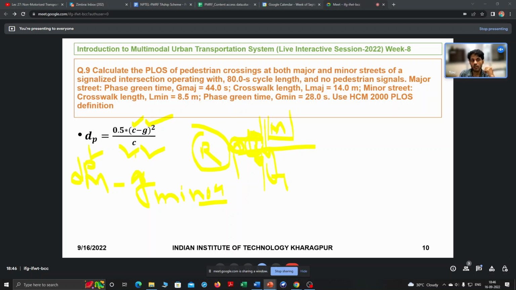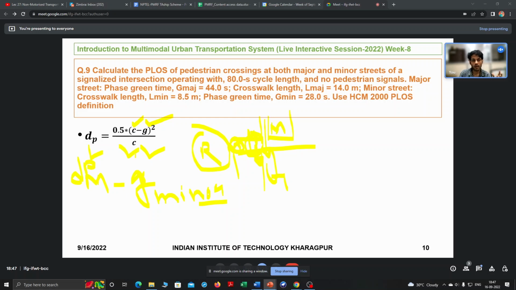What is the actual value? That is twice the value, right? So it will be C. Another thing is, for the major road they wrote major, but for major road pedestrian wait, it should be G minor. They have taken the value as minor, but maybe what they have written is G major, so it should be G minor.